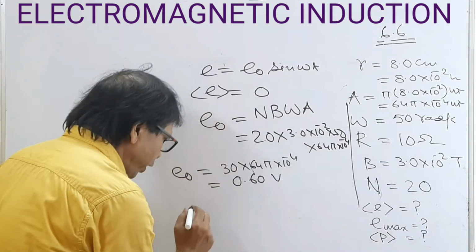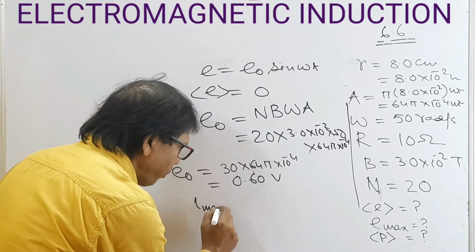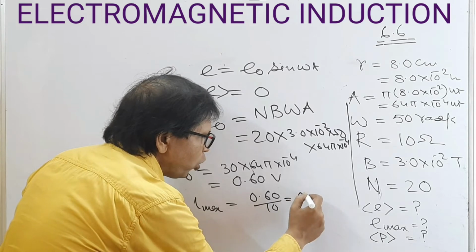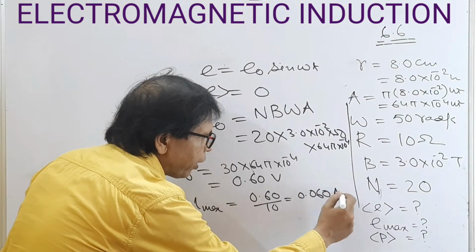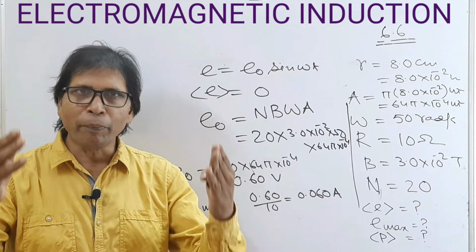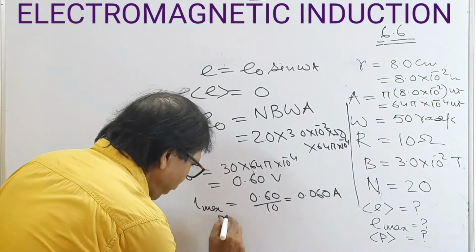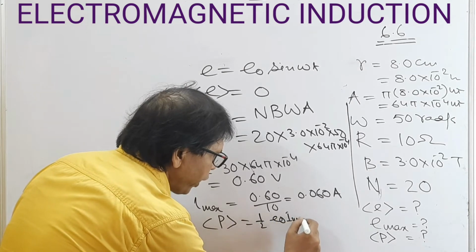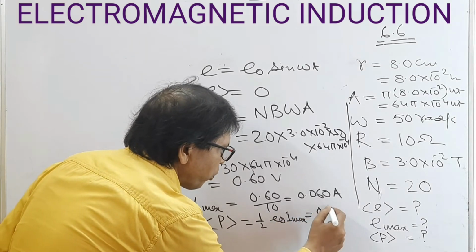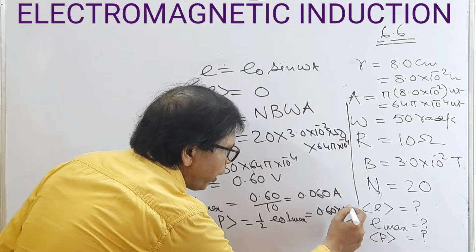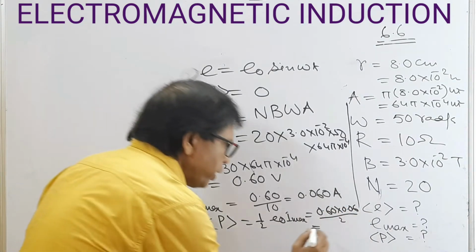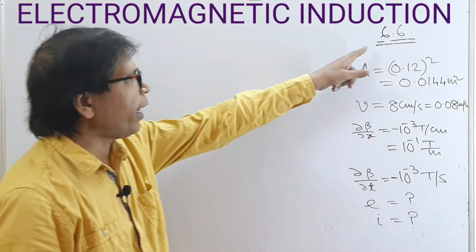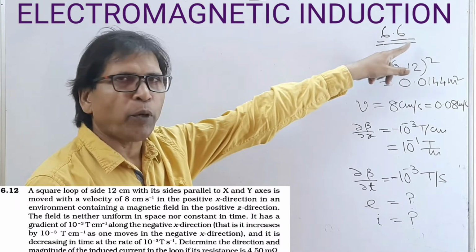Resistance R equals 10 ohm, so the maximum current I max equals 0.6 by 10, which is 0.06 ampere. Now the average power is half of the maximum power. So P average is equal to half E naught I max, which is 0.60 into 0.06 by 2. So this is 0.018 watt.